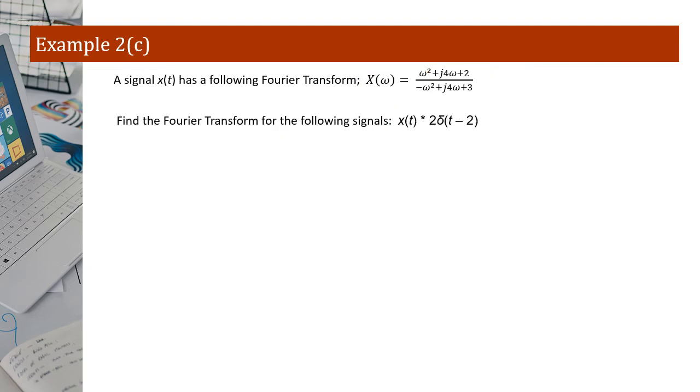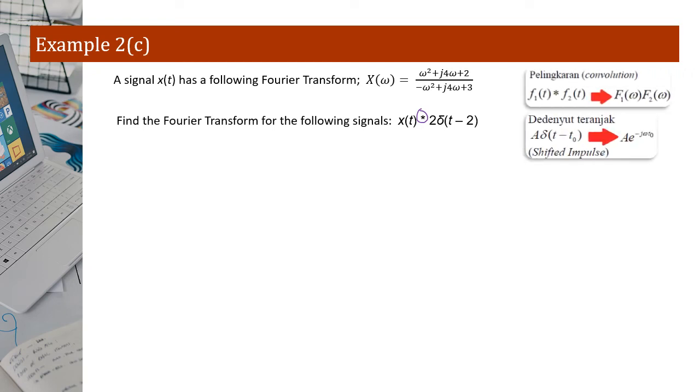Okay, move on to example 2c. Given a new equation, you have a signal being convolved with a second signal. Again, you need to refer to the Fourier transform pairs or Fourier transform table. When you have convolution in the time domain, the Fourier transform is the multiplication of the two signals in the frequency domain. So let's have the equation: your x(t) is equal to x1(t) convolved with x2(t). What is x1(t)? Your x1(t) is equal to x(t), while x2(t) equals 2 delta(t-2).